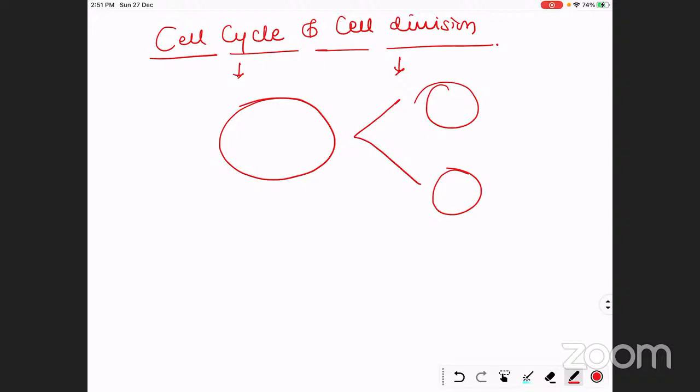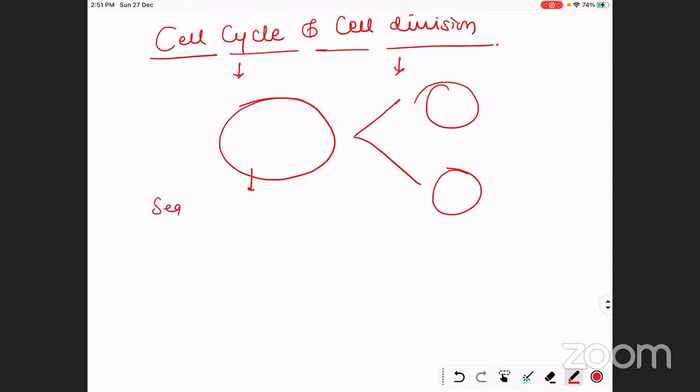But in this process of division, various events take place. जब डिवाइड होती है कोई सेल, उसमें डिफरेंट इवेंट्स होते हैं जो कि सेल के अंदर होते हैं. So cell cycle is just the different events which are present in the division of the cell.